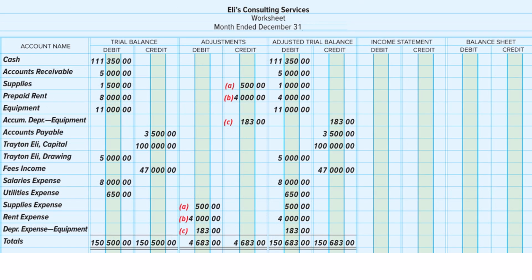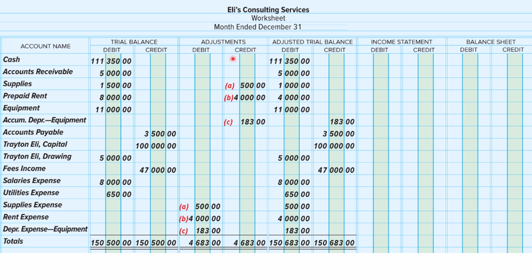Next, we complete the adjusted trial balance columns by adding the amounts in the trial balance column and the adjustment columns. Only the 6 accounts from the trial balance columns that had adjustments now have a new amount in the adjusted trial balance columns. All others remain unchanged from the trial balance columns, like for instance, the cash account.